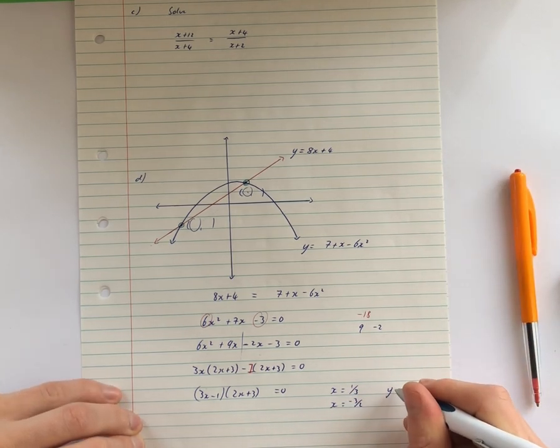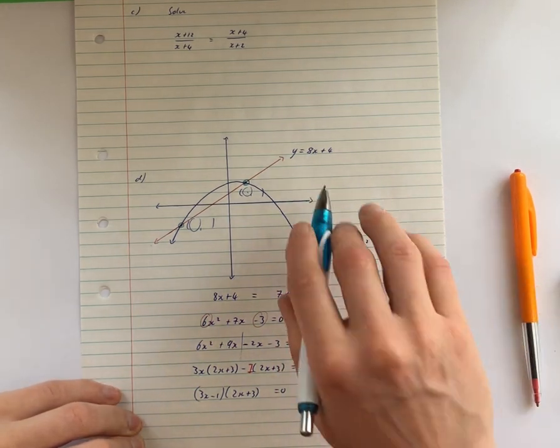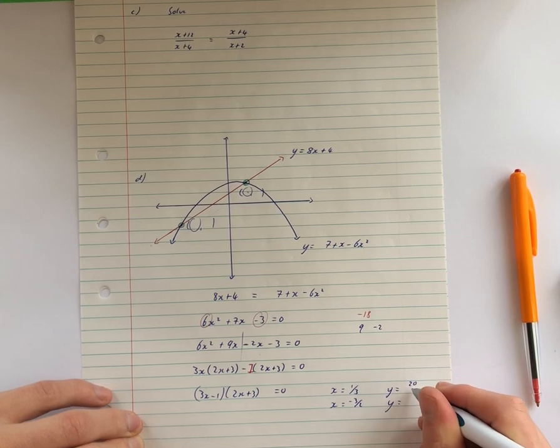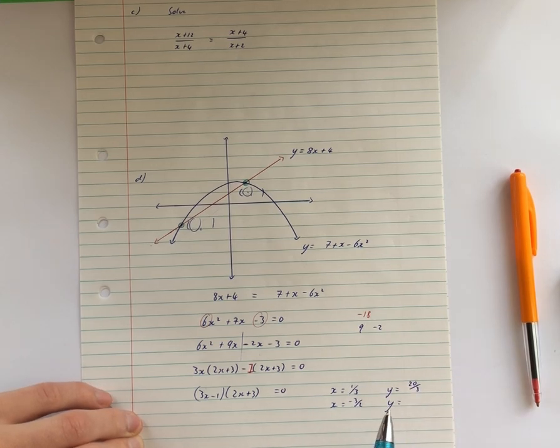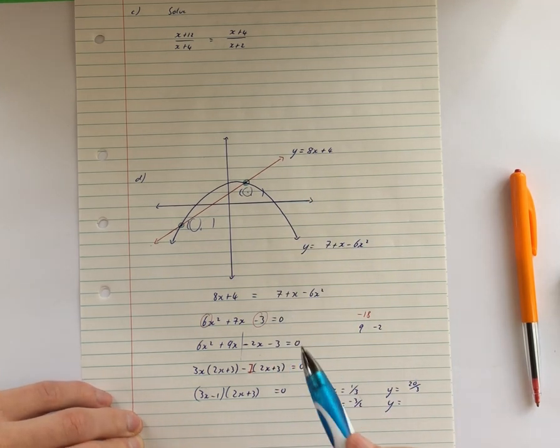If you did want the corresponding y's, you could plug those back into either equation, but the straight line's probably going to be a bit easier. So we're going to get 8 lots of 1 over 3 plus 4, so 20 over 3. I did that kind of quick. 8 over 3, and then 4 is just 12 over 3. So 8 over 3 and 12 over 3 is 20 over 3.